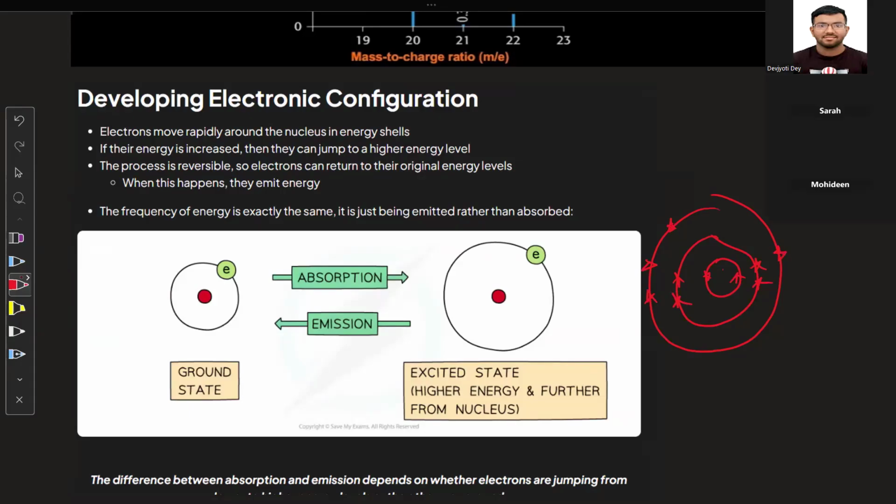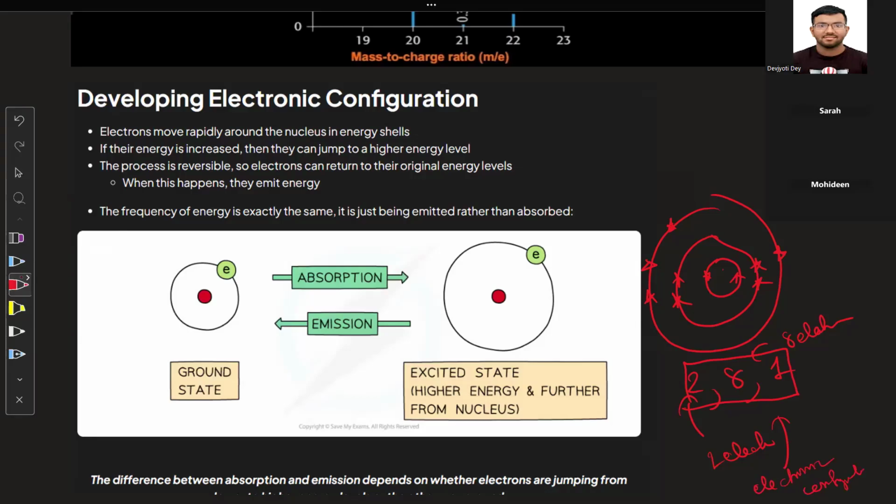Am I right? For example, 2, 8, 1. What does this indicate? The first shell can occupy up to 2 electrons. The second one can occupy up to 8 electrons max, while the third one can also occupy up to 8 electrons max, but here we have 1. So this arrangement of electrons, the way in which these numbers are arranged, represents electronic configuration.